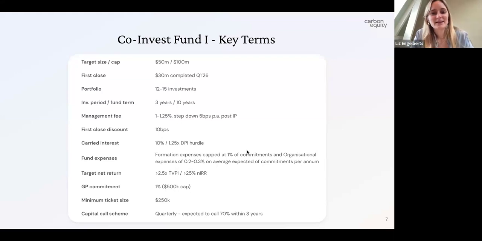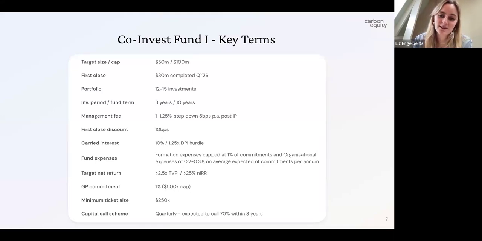Cool. So the key terms of this fund is that we want to raise $50 million with a hard cap of $100 million. We're currently very well on the way with a first close of more than $35 million within like 2 to 3 months. So we're really, really happy with that. And the portfolio, well, I think Caro elaborated more than enough on what we will focus on, but it will be 12 to 15 investments, and the investment period is 3 years.